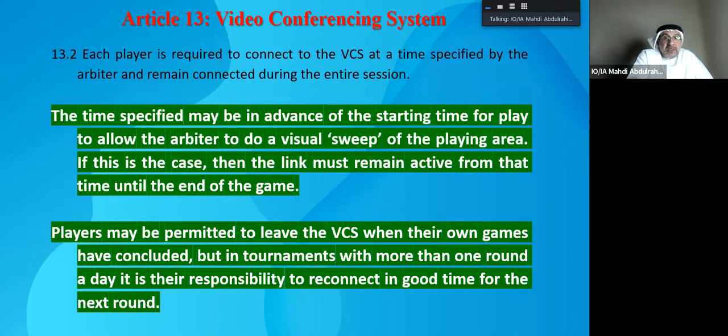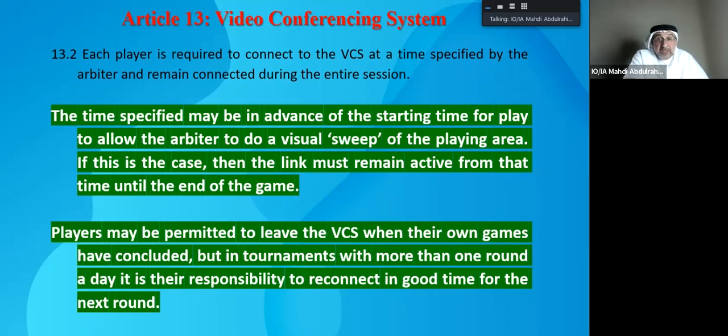And the time may be specified in advance of the starting time for the play to allow the arbiter to do a visual check. In this case, you have to be there 1 hour before the round starts. The arbiter comes to you, makes you share your screen and checks your device. Then he goes to the second player, third player, and so on. For that, you need to come 1 hour before. Don't come 10 minutes before the game starts, so there is no time for the arbiter to check your shared screen.